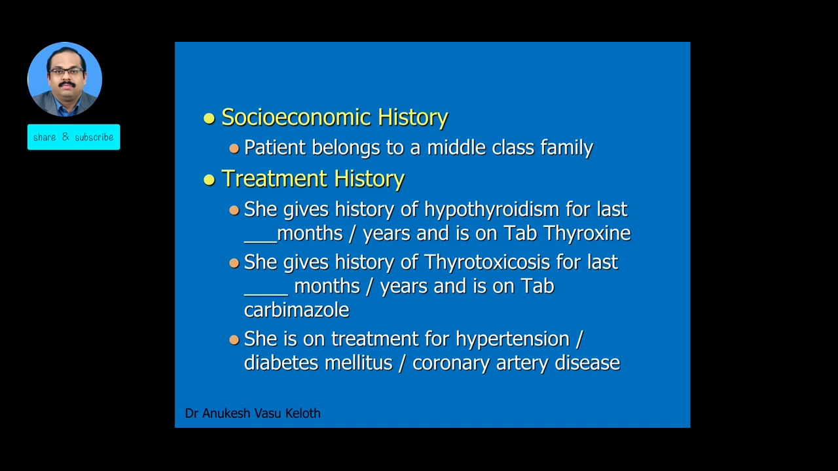Now the last 2 elements are socioeconomic history and treatment history. So the patient belongs to a middle class family, or if it is a lower class, you can say that, or upper class, you can say that. There's not much relevance to thyroid disease.